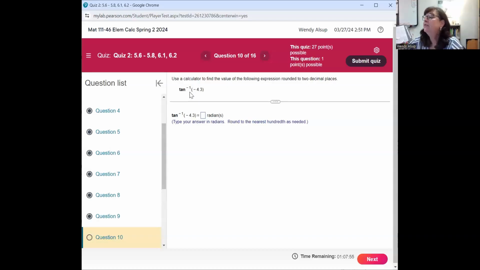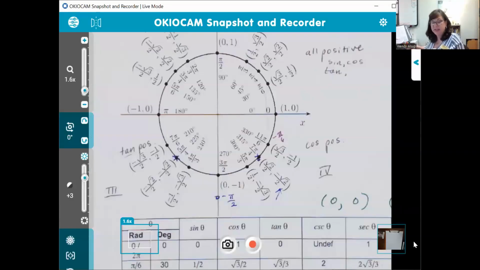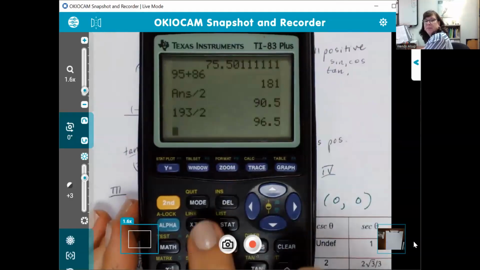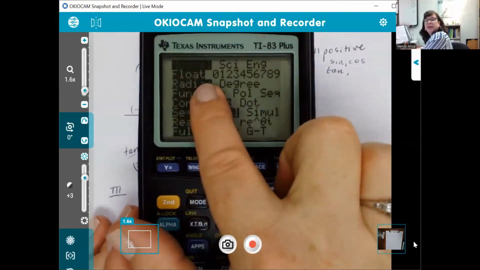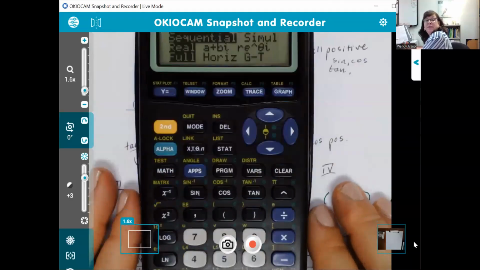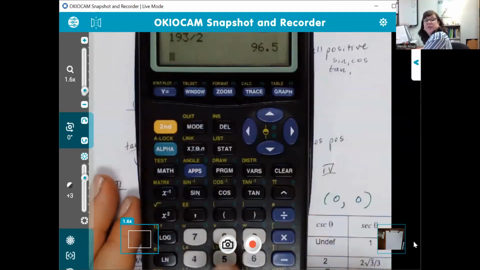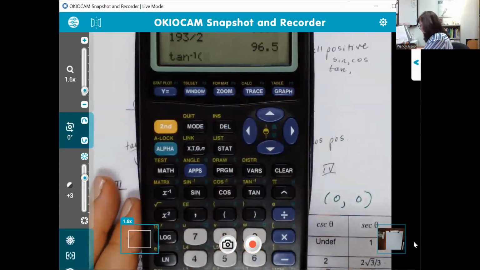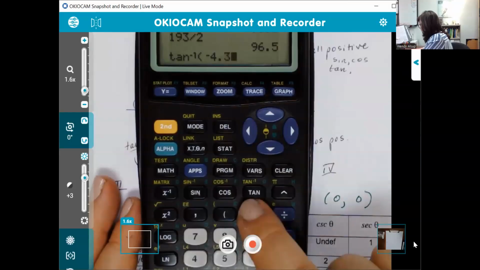How about the inverse tangent of negative 4.3? Well, this is one we can do on our calculator. Notice here it says radians, so let's make sure our calculator is set to radians. All right, and I want the inverse tangent. First, I'm going to go to my mode. I am in radians. Now I'm going to go to my inverse tangent button. So that's right above tangent. So inverse tangent. And I had negative 4.3.